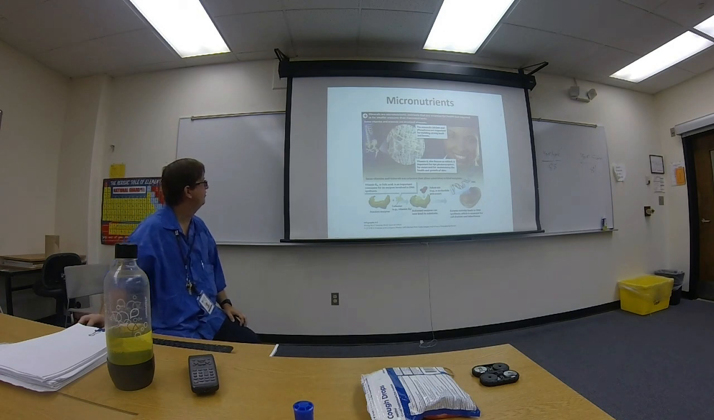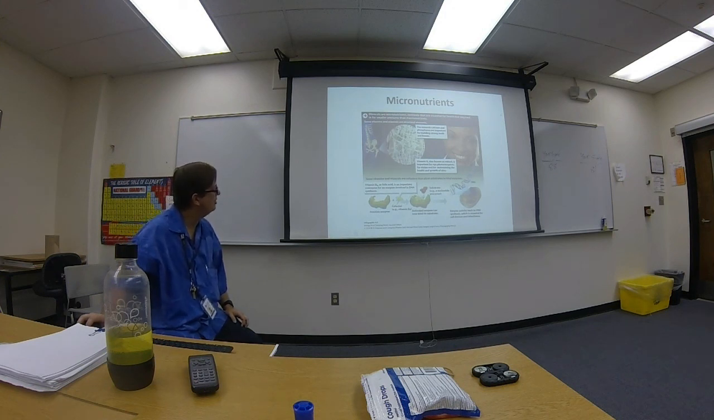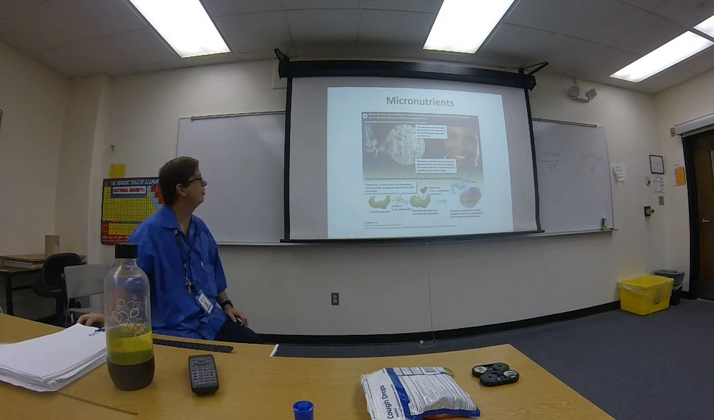Micronutrients, here we have a good example. We have an inactive enzyme. We add vitamin B to it, and it sits right there, and suddenly we have the proper active site shape so it can work on the substrate. Without the vitamin B, it doesn't work. That's why you need your vitamins. That's why you need your minerals. They make your enzymes work.